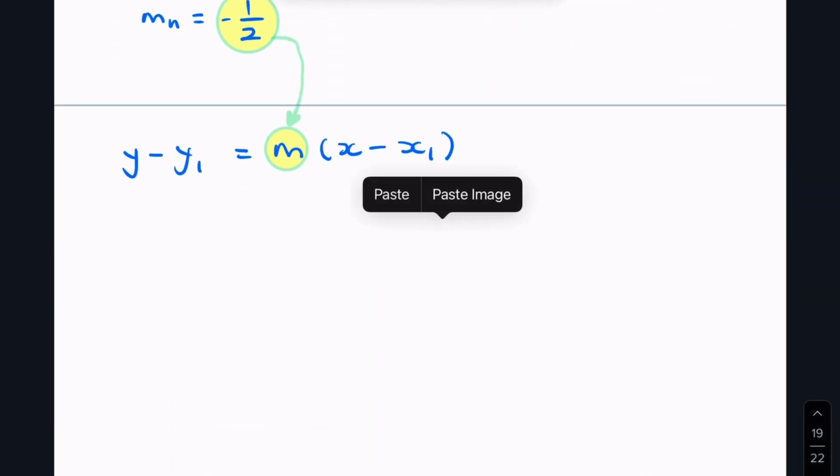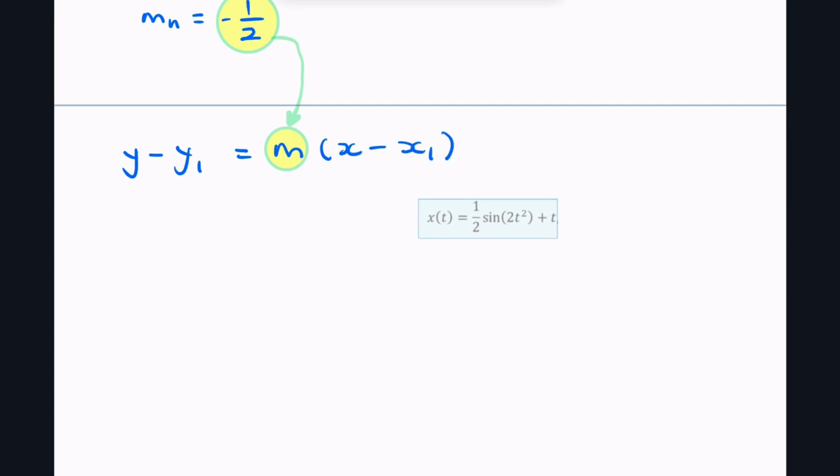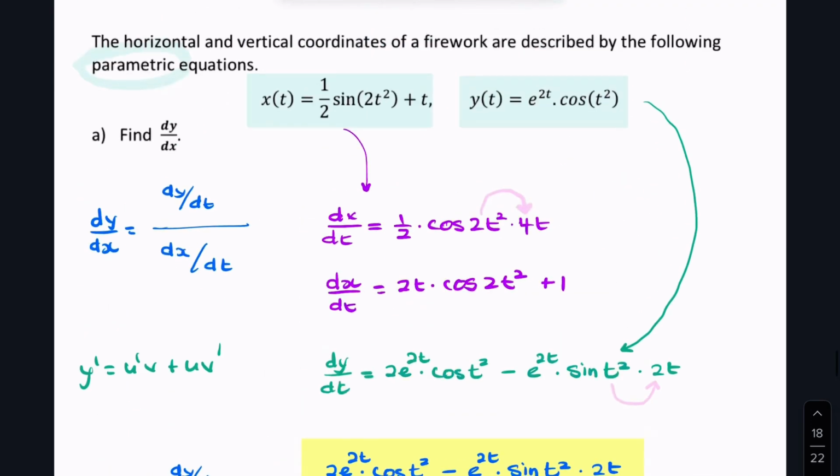So I can find x1 by substituting t equals 0 here. If I substitute t is 0, I get x1 equals 0. So that's the value I can put into there. And I'll do the same for y.